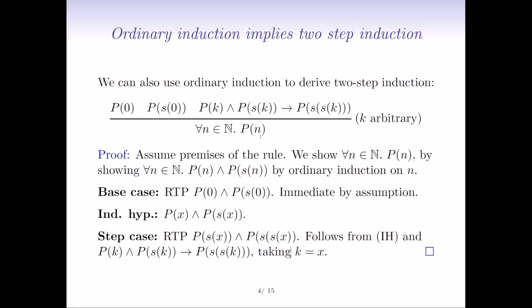And since ordinary induction can derive two-step induction, and two-step induction can derive ordinary induction, the conclusion is that they must be completely equivalent as proof principles. Anything that you can show using one principle, you can also show using the other one.